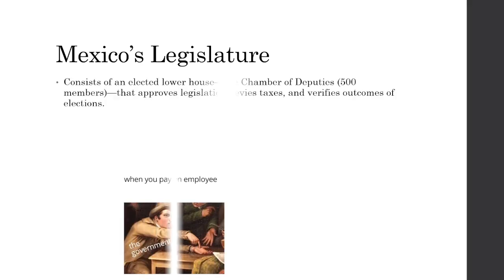Let's talk about Mexico now. So this consists of an elected lower house, which is the Chamber of Deputies, and they'll approve legislation, levy taxes, and verify the outcomes of elections and make sure they were free, fair, competitive, that sort of thing. Every vote counts. The cartels didn't intervene, that sort of thing. So these 500 members hold singular 3-year terms, makes them very accountable.